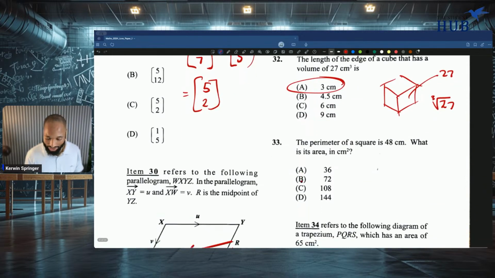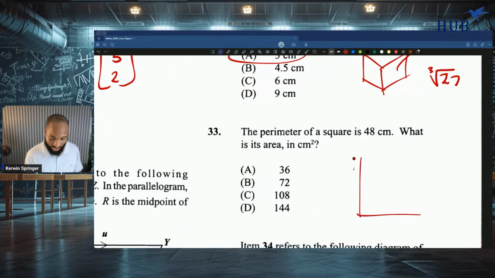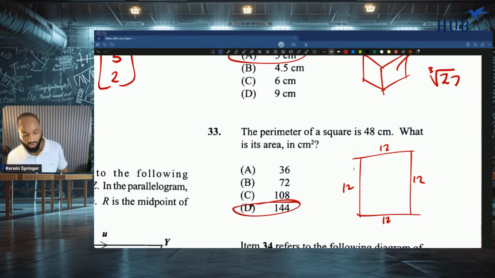The perimeter of a square is 48. What is the area? 48 suggests that each side is 12, right? To add up to 48: 12 plus 12 plus 12 plus 12. So the area is 12 by 12, which is 144.